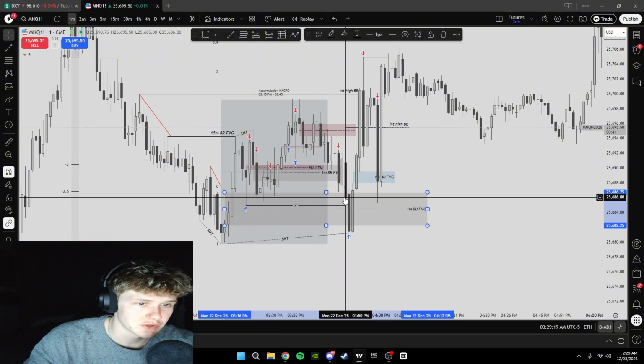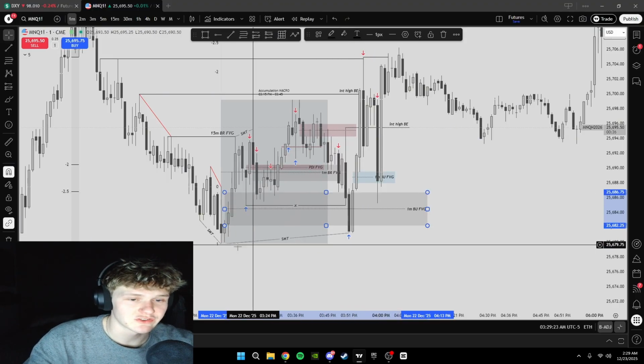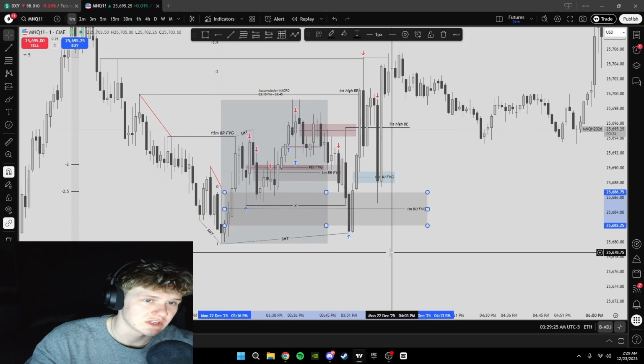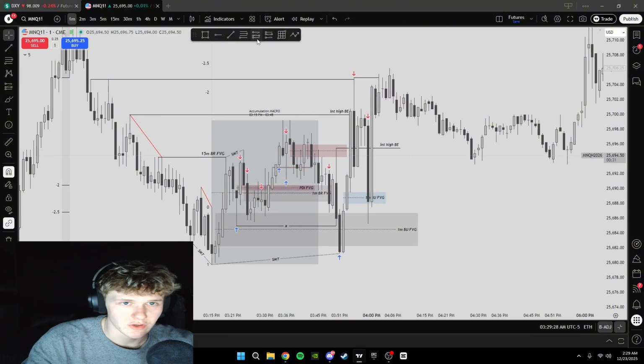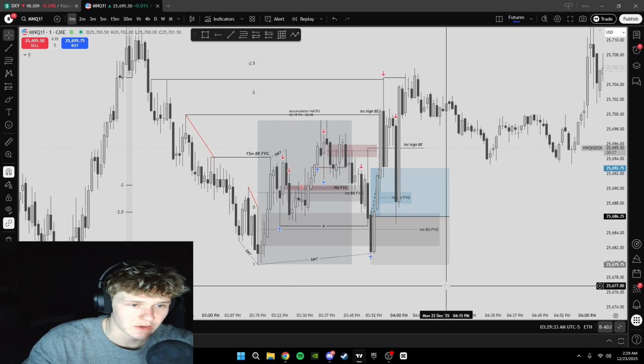I'm taking my entry. You can see my entry is a little bit higher towards the top of the fair value gap, but I enter as soon as these lows are swept on ES because that is when the SMT is put in. So my entry was about here. I was protecting the SMT lows that I don't want to see get taken out on NQ.